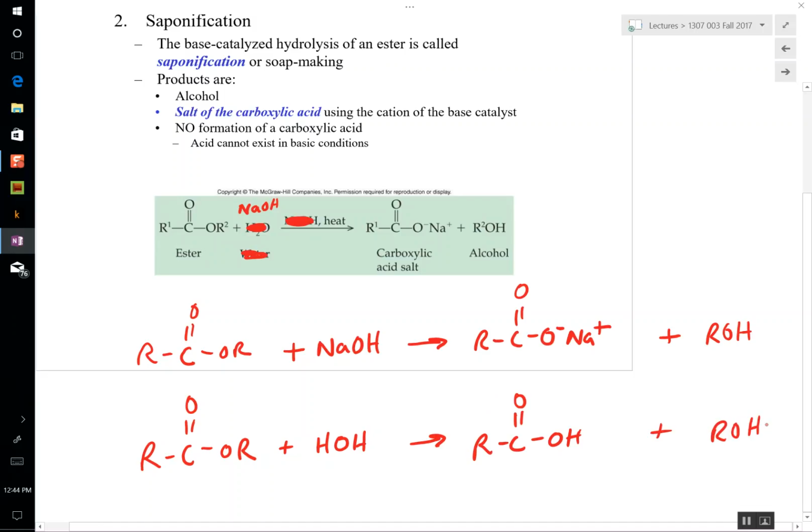All right, you got NaOH, so you get an Na. You got HOH, or water, so you get an H. All right, so it's real similar. Both of them are producing an alcohol, but they're producing, in one case, the carboxylic acid, and in another case, the salt of that carboxylic acid. This is saponification. This is hydrolysis.